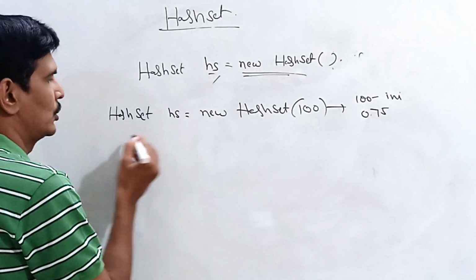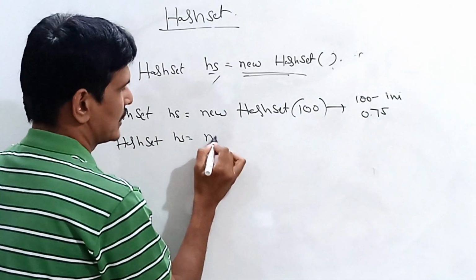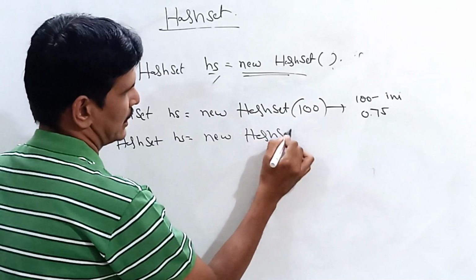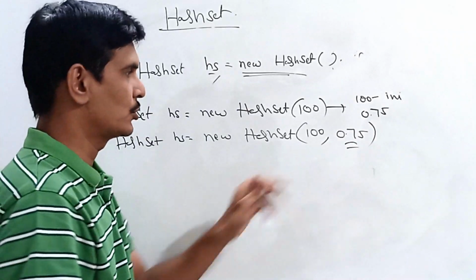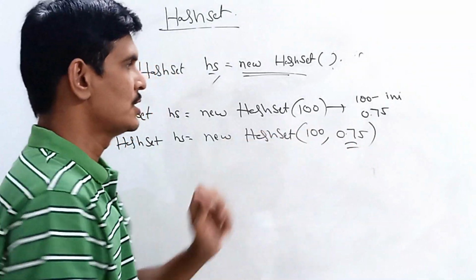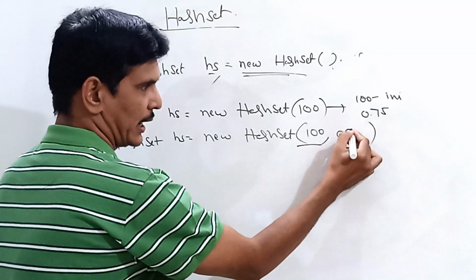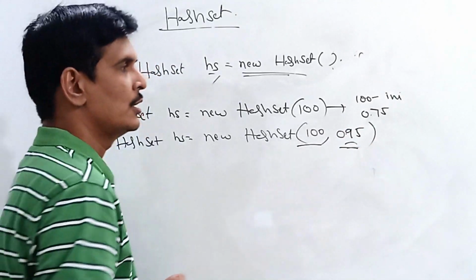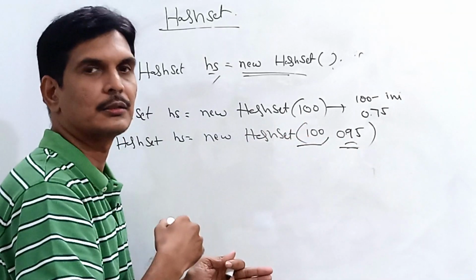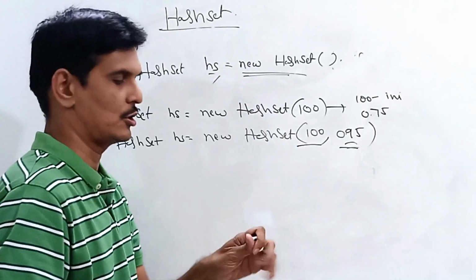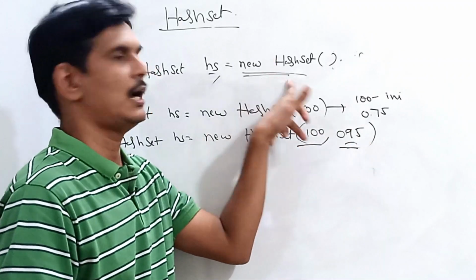But if I want to specify the load factor also, then I can say HashSet hs equal to new HashSet of locations comma load factor. The load factor is always in decimal format. So we can specify the initial size and load factor. 0.75 is the default load factor; I can specify 0.90 or 0.95, something like this. Then as soon as the locations have reached 95%, immediately it will create another set of locations, and all the elements will be moved to the next object. So this is the main concept of load factor and initial locations in the hash set.